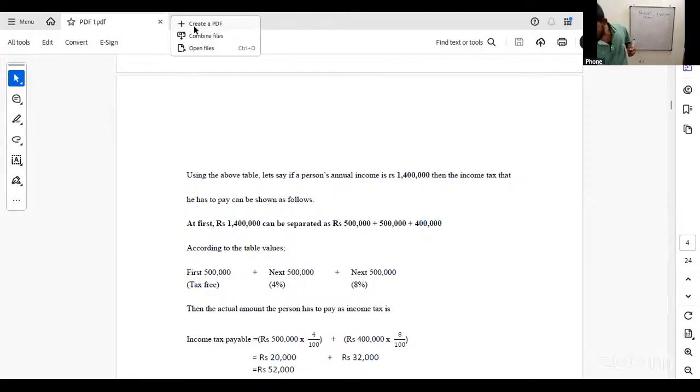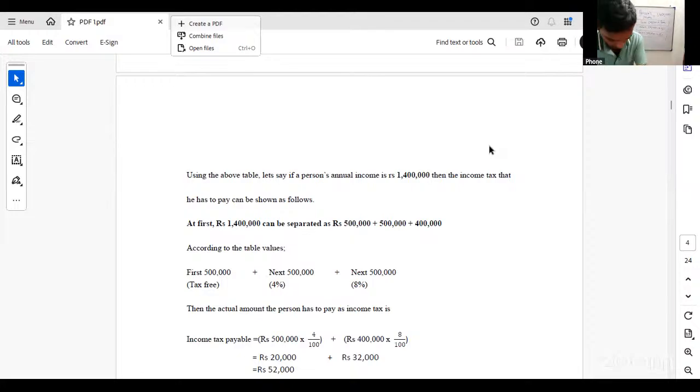Now look at the table in page number 2. It says the first 500,000 is free. Then the next 500,000, it says there is a 4% tax charged on this income. And then the next 500,000, they have said it has 8%, and so on it goes.